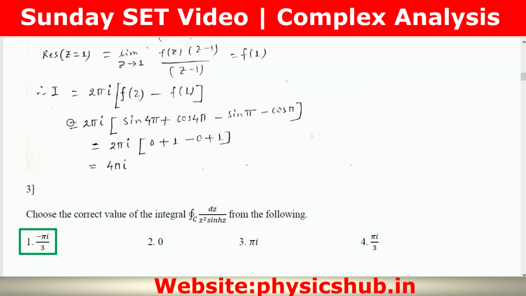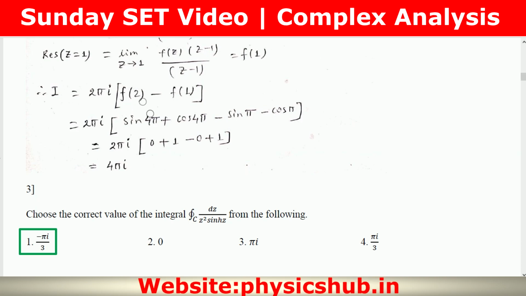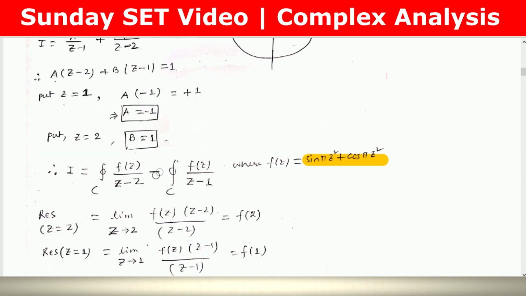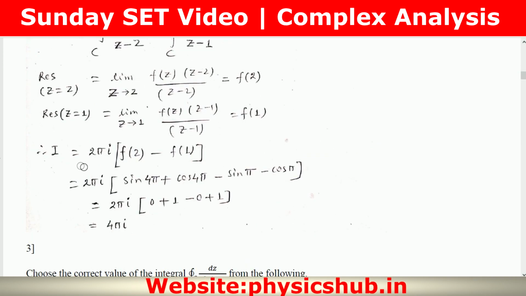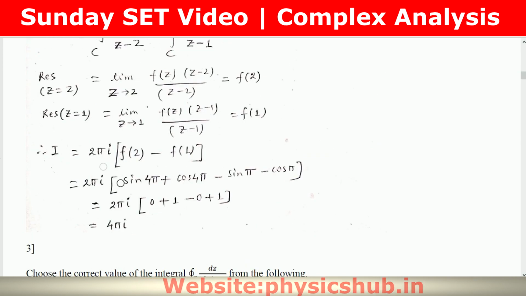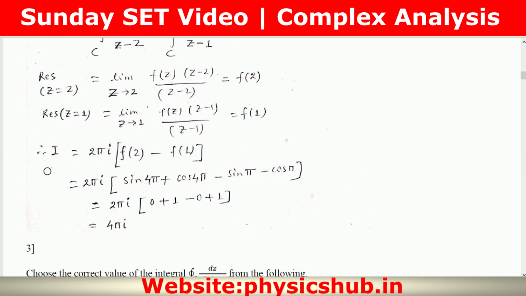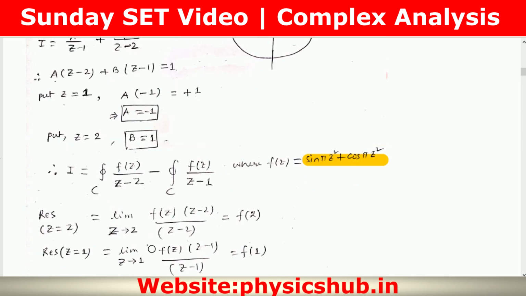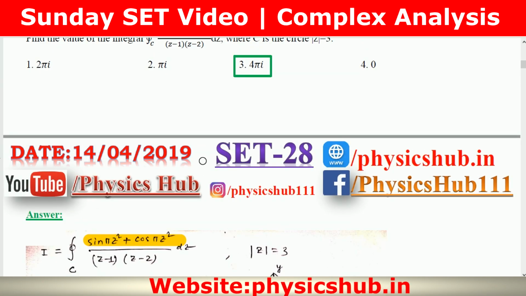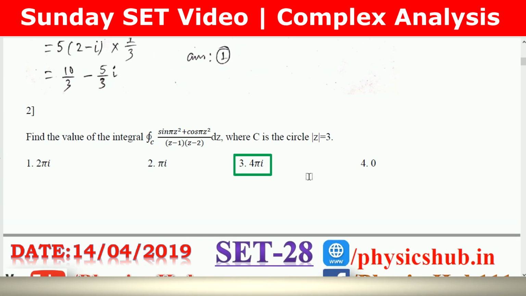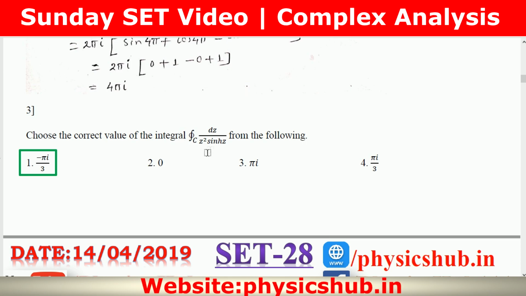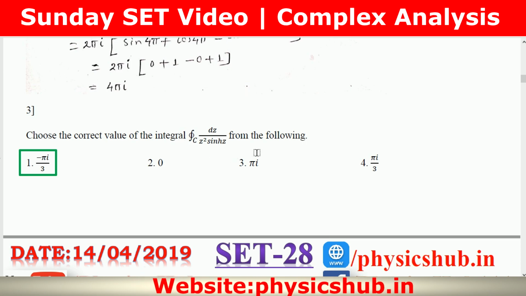Now using Cauchy's formula, we get the integration I equals twice pi i into the sum of residues, it's f of 2 and the minus sign then f of 1, because we have taken twice pi i common. So we are getting the value of the integration I equals 4 pi i, and it is matching with option 3. So option 3 is the correct option. Moving on to question number 3. Choose the correct value of the integration over dz by z square sine hyperbolic z from the following.